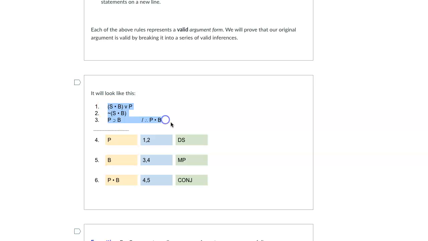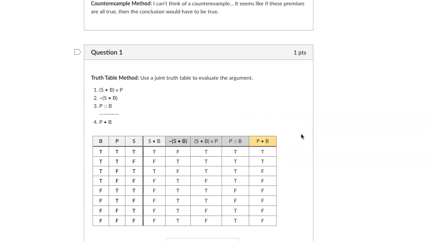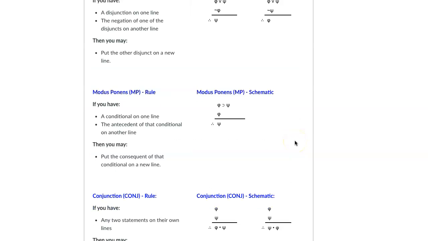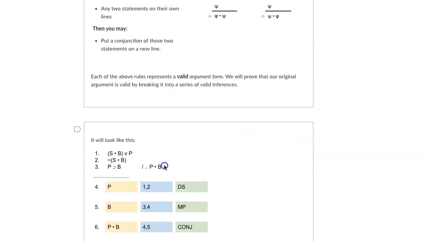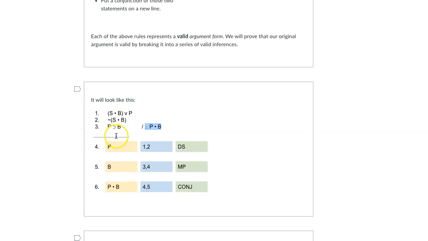So this was our original argument. Let's go back and just see that that's true. See, here's our original argument. And what we did was we took the conclusion, P and B, and we moved it up to the side. This is the thing we need to prove follows from the premises. And we'll do it row by row, showing that if these premises are true, then P must be true. And if that's true, then B must be true. And if all of that's true, then P and B must be true.